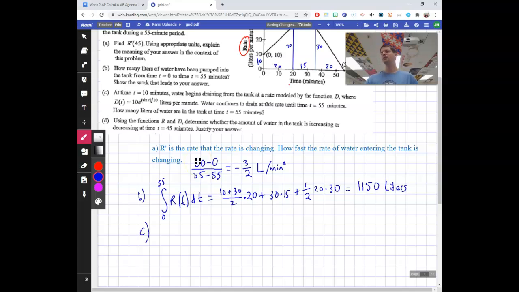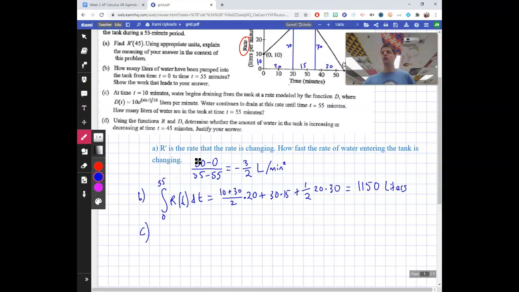All right, part C. At time t equals 10 minutes, water begins draining from the tank at a rate modeled by the function. So we have a function here. Remember, this is calculator active, so you don't have to stress about, oh no, we have to take the derivative or integral of that. No worries, it's calculator active. Water continues to drain at this rate until time equals 55 minutes. How many liters of water are in the tank at time t equals 55 minutes?